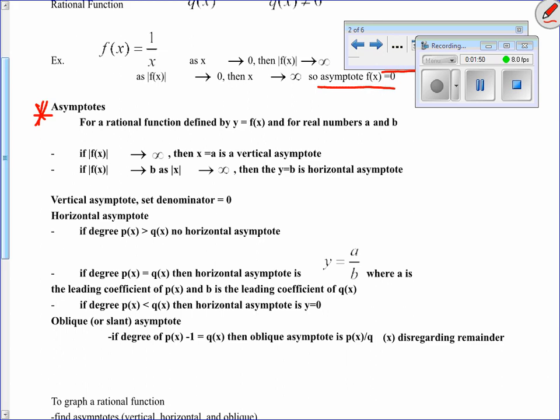For a rational function defined by y equals f of x, and real numbers a and b, if the absolute value of f of x is tending towards infinity, in other words, y is getting infinitely larger, then x equals a is a vertical asymptote. On the flip side, if the absolute value of f of x approaches b as the absolute value of x gets bigger and bigger, in other words, x is going all the way to infinity, then y equals b is your horizontal asymptote.